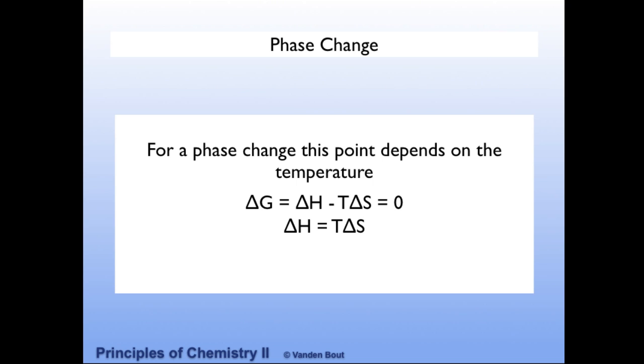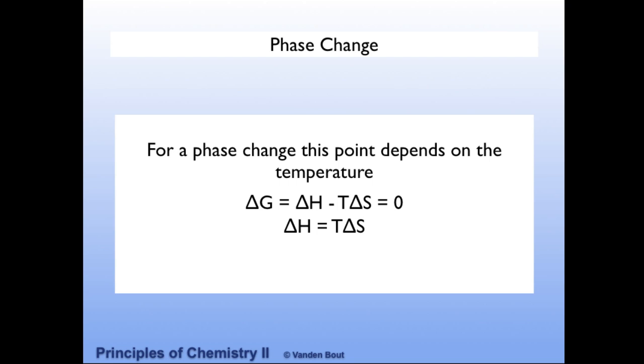What does this mean for phase transitions? For a phase change, this point clearly depends on the temperature. Delta G is delta H minus T delta S. So as I change the temperature, delta G could be positive, could be negative, or there is a temperature at which it is 0.